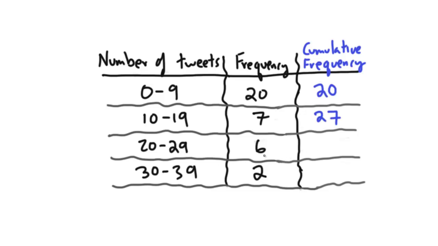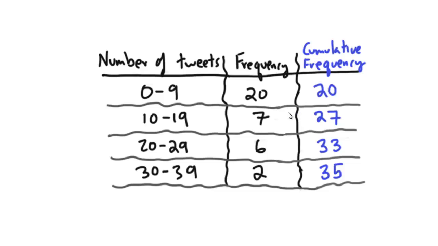And in the same way, to get the next interval here, which is from 20 to 29, the cumulative frequency will be 33 because you add the 6 to it. And then the last one there, you start with the 33, and the next interval you have 2 students, so you add that to the 33, so you have 35.